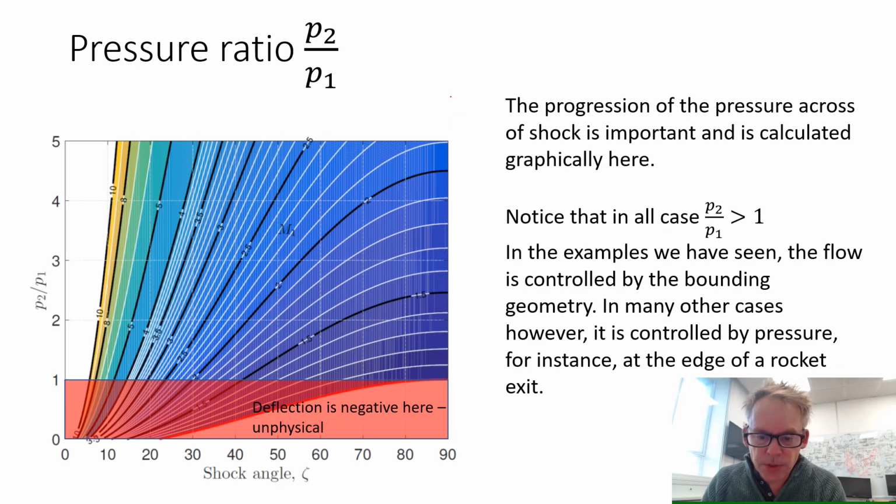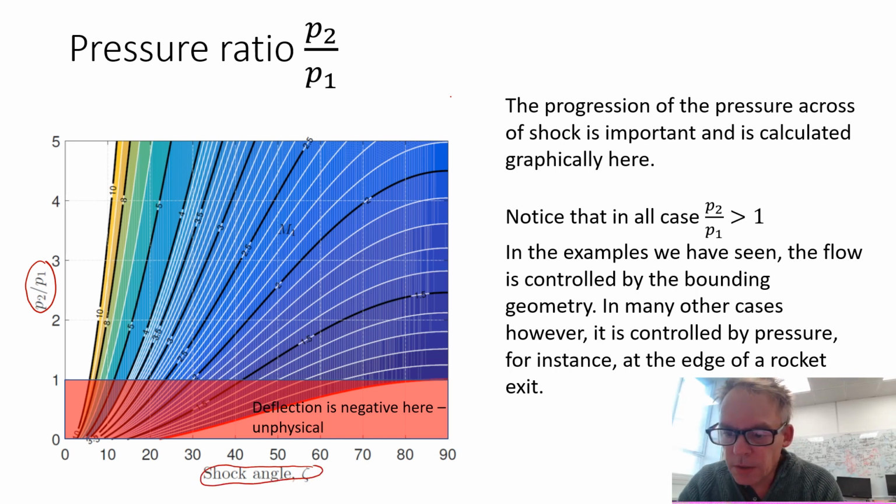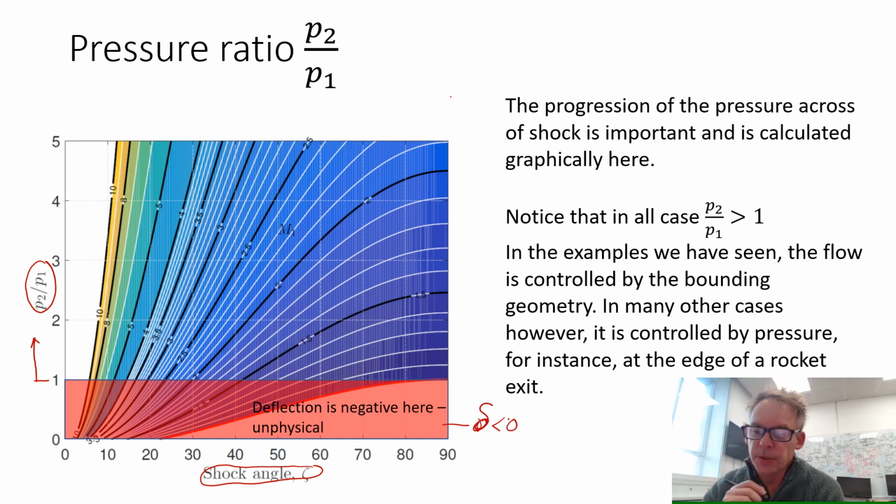So in this particular figure we show the variation of pressure ratio across the oblique shock versus the shock angle. Since we're dealing with oblique shocks, there must be a pressure rise across that shock. So the only physical situation is that P2 over P1 is bigger than 1. This red region, although we can contour it up, actually corresponds to the case of delta being less than 0, deflection angle being less than 0, and so that's unphysical, and so all cases correspond to P2 over P1 bigger than 1.